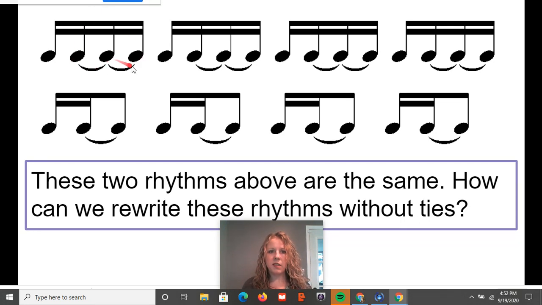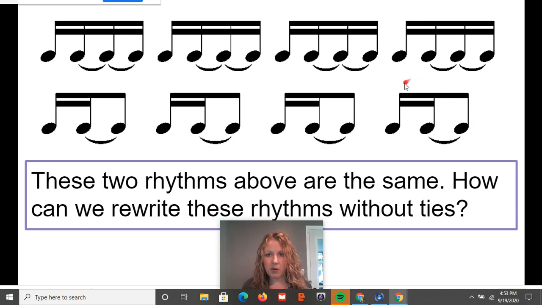So 3 sixteenth notes tied together. Well, we already know 2 sixteenth notes tied together equals an eighth note. So we could put that eighth note here. Well, here's that 3rd sixteenth note. So these are the same. Dee-ta, dee-ta, dee-ta, dee-ta. Now dee-ta, dee-ta, dee-ta, dee-ta.